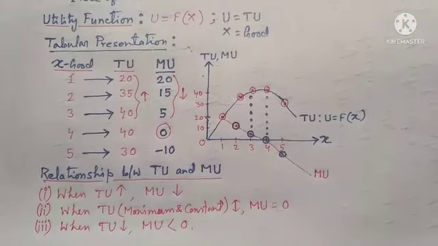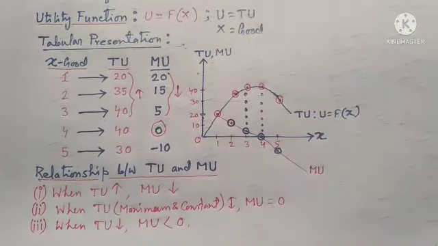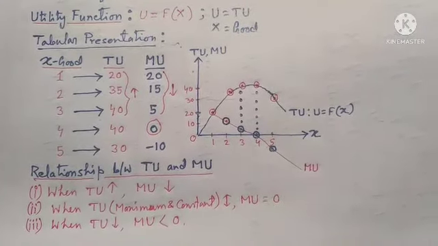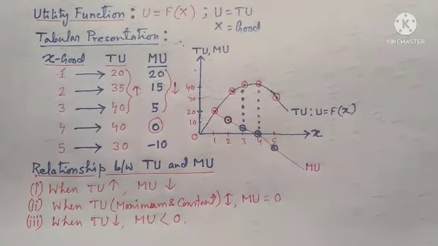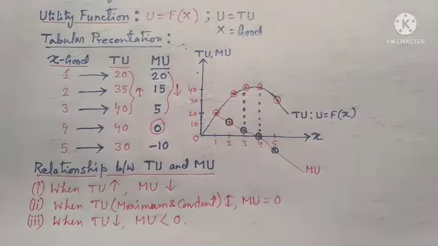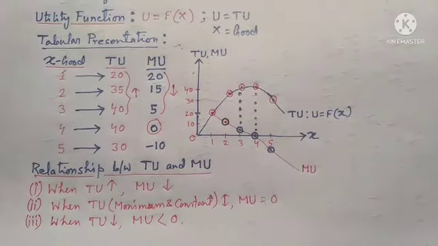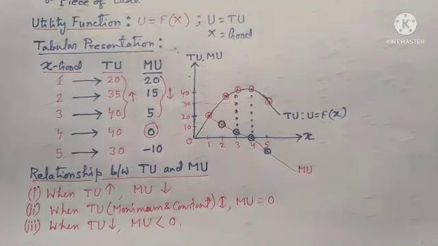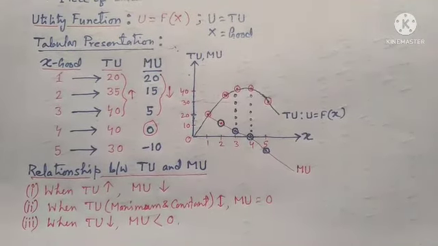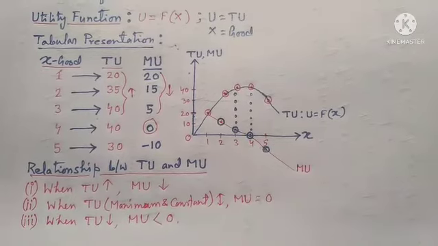In the last stage, total utility is decreasing and marginal utility becomes negative. Marginal utility being negative means the person is being pressurized to consume the goods or commodities. This is why it creates disutility or dissatisfaction to the consumer.